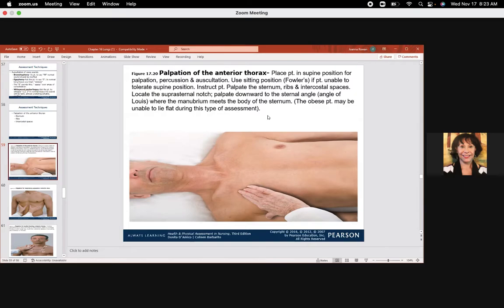Position for palpation, percussion, and auscultation. You can also use sitting positions or high Fowler's position if the patient is unable to tolerate the supine position. Instruct the patient that you are going to palpate the sternum, ribs, and intercostal spaces. Locate the suprasternal notch, palpate downward to the sternal angle, or angle of Lewis, where the manubrium meets the body of the sternum. If the patient is obese, the patient may be unable to lie flat during this assessment.